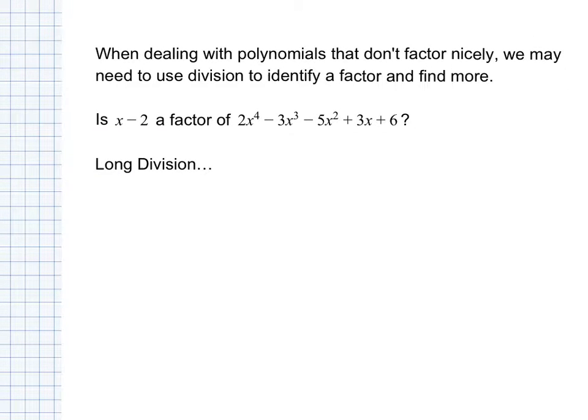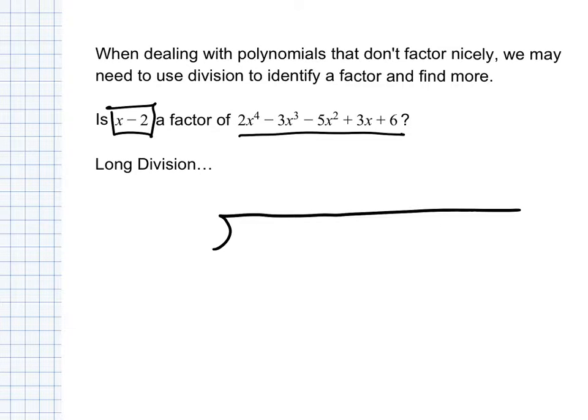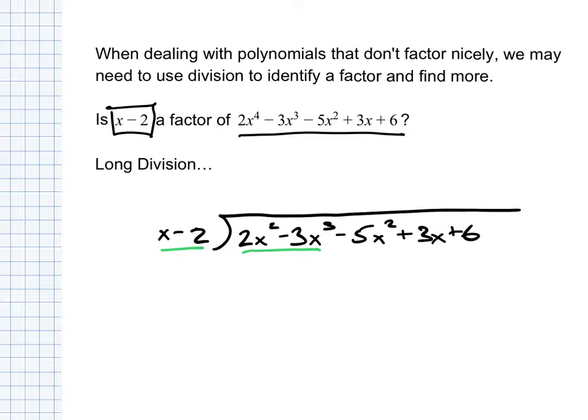So the question we might ask is, is x minus 2 a potential factor of this thing? So we'll go ahead and use long division. We'll put the polynomial underneath the division symbol. So I've got 2x to the 4th, negative 3x cubed, 5x squared, 3x, 6. And I want to know if it's divisible by x minus 2. What we will do now is look at these 2 at a time, because I want to know how many times x minus 2 goes into certain portions of this.